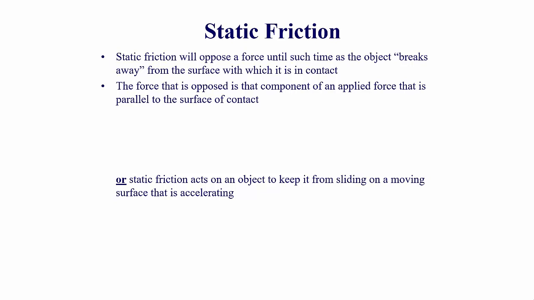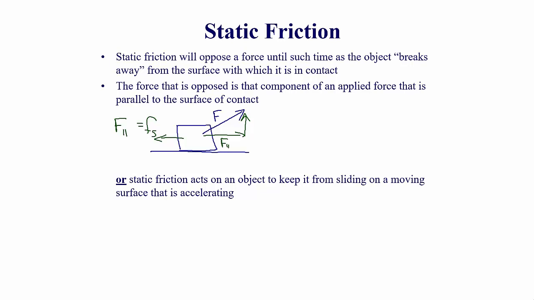There are two different ways that static friction can come up. The most common way is this first case. We apply a force to an object, and static friction also acts to keep the object from sliding. So I'm applying a force to the right, static friction is acting to the left, keeping the box from sliding. The static friction is going to oppose the component of the force that I apply that's parallel to the surface of contact. Again, the static friction acts parallel to the surface of contact, and so it's canceling out the parallel component of the force that I apply.